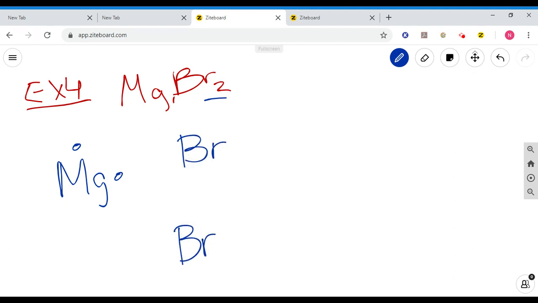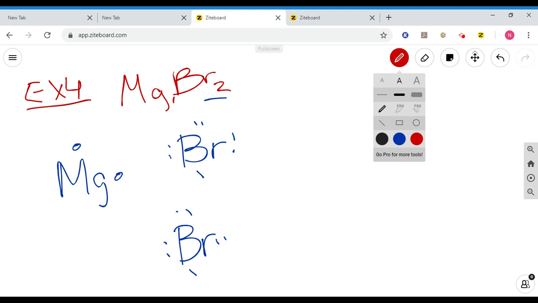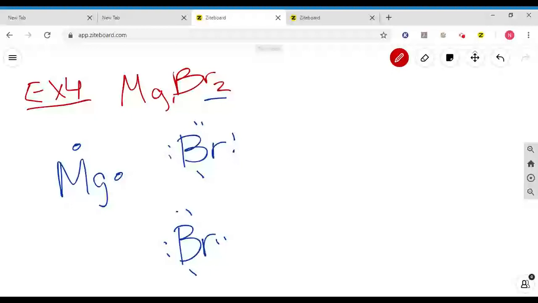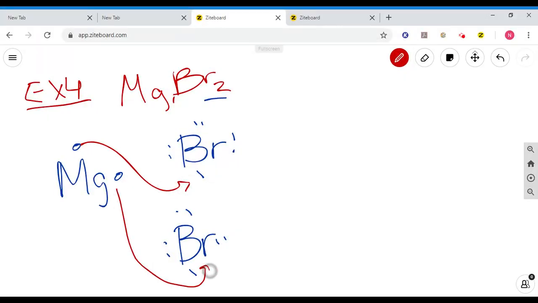And find bromine on the periodic table. Bromine is in group 17, so it has 7 valence electrons. All right. Remember that in order to become stable, with the exception of helium, you need 8 valence electrons in order to become stable. Magnesium over here is my cation. It's going to donate. It can donate the top here, and it can donate its side one down here.